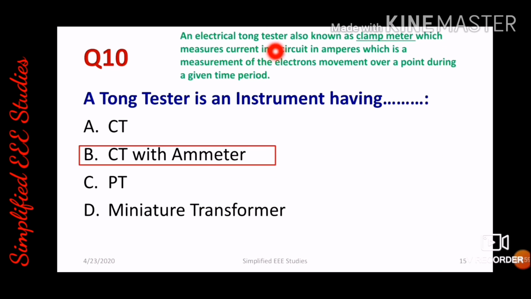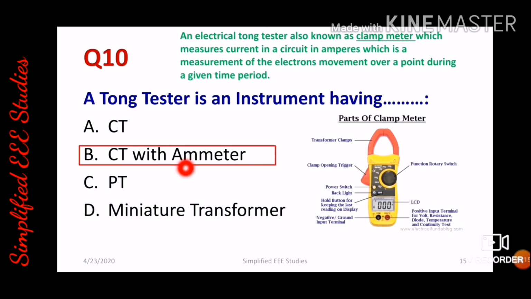An electrical tongue tester is also known as a clamp meter, which measures the current in a circuit in amperes, which is a measurement of electrons' movement over a point during a given time period. So that's a speciality of the tongue tester, or you can call it a clamp meter. You can observe the diagram of the tongue tester. In the upper part, you can see the current transformer unit, the CT unit. In the bottom portion, you can see the ammeter unit.